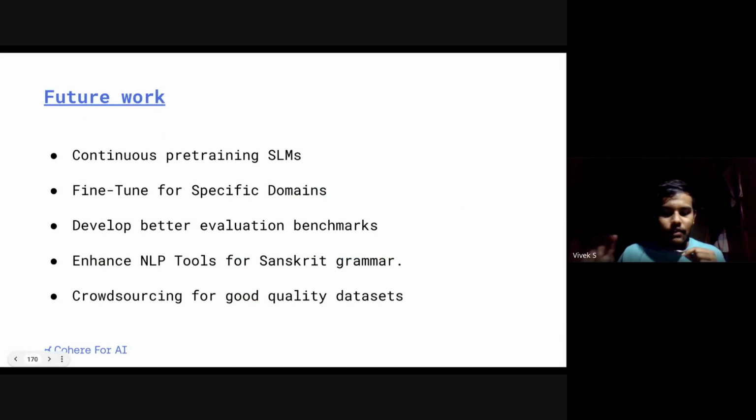In future, we would like to start crowdsourcing for good quality datasets. Since Sanskrit is a low resource language, we could do only this much in 6 weeks. Using this good quality dataset, we would further continuously pre-train these SLMs and fine tune them on specific domains like textbooks, where it would be easy for students to learn. We'd also like to develop better evaluation benchmarks so that we can evaluate these models better, and enhance the NLP tools so that we can support our tokenization scheme.